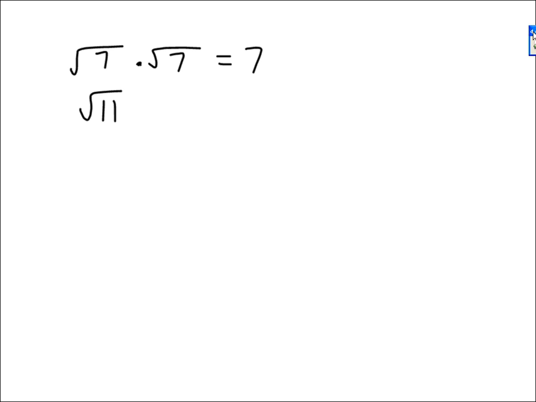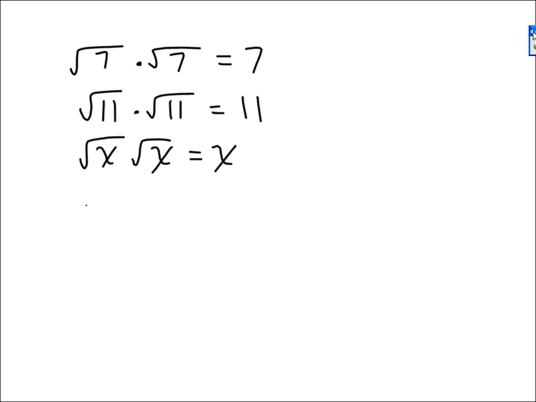The square root of 11 is that special number that if I multiply it by itself, gives me back 11. The square root of a number times the square root of that same number is that number. The square root of x times the square root of x is x. So if I asked you what's the square root of 5x times the square root of 5x, you can say to me, it's 5x.